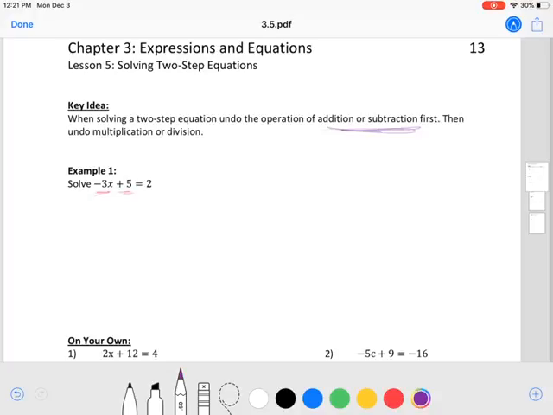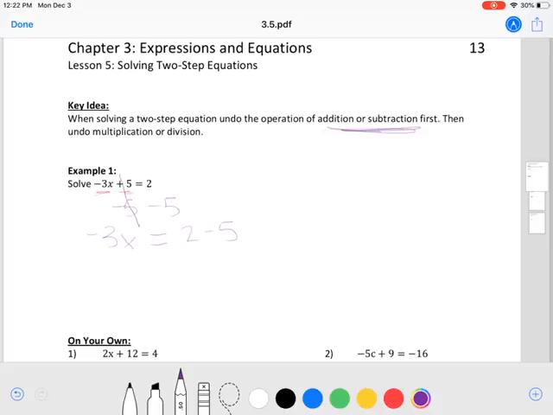The first thing we want to do is think, is there addition or subtraction? And there is. There's addition. It says plus 5. So the first thing we want to do is undo that operation of adding 5. So to undo the operation of addition, we have to subtract. So the first thing we're going to do is subtract 5 from both sides of the equation. Remember, if we're adding 5 and then subtracting 5, that just equals 0, so we can cancel those out. So we're going to be left with negative 3x equals 2 minus 5.